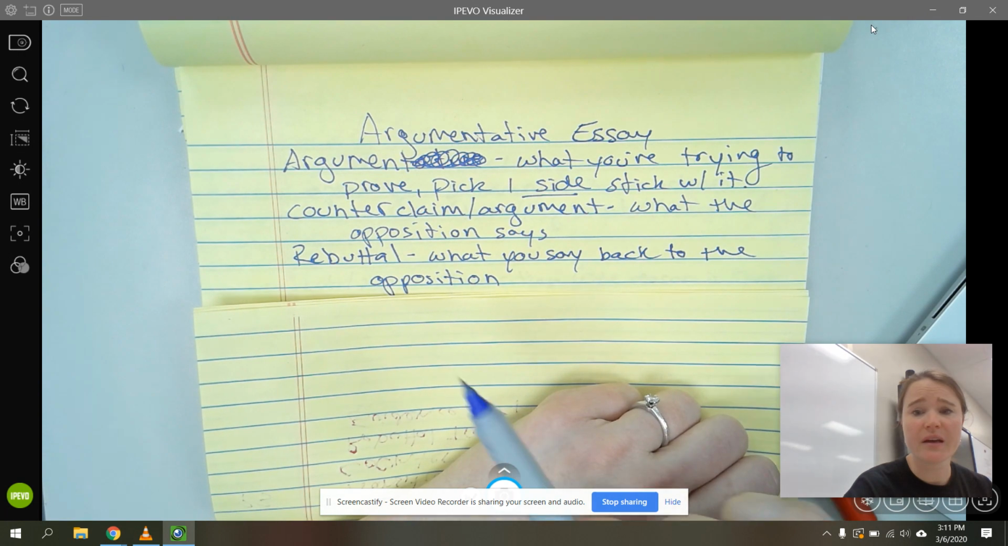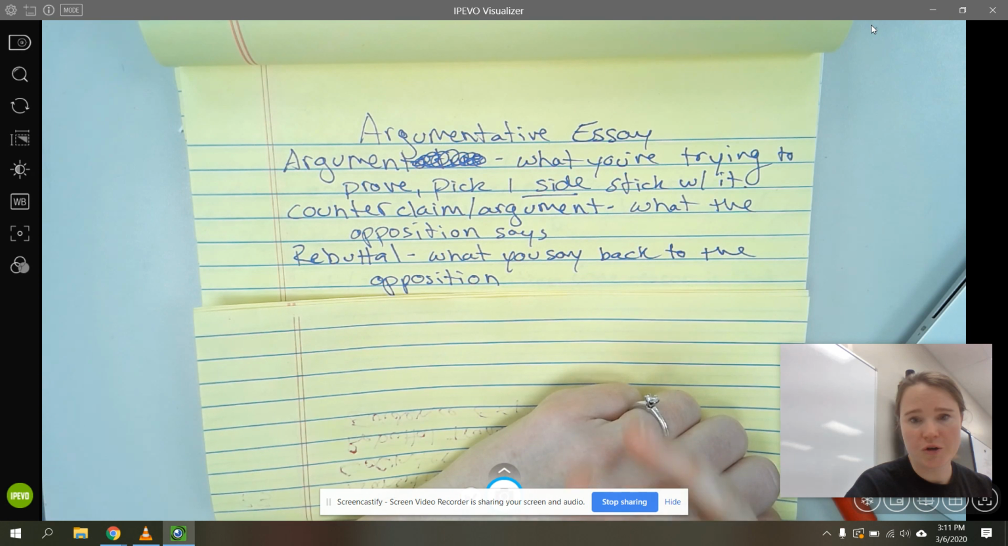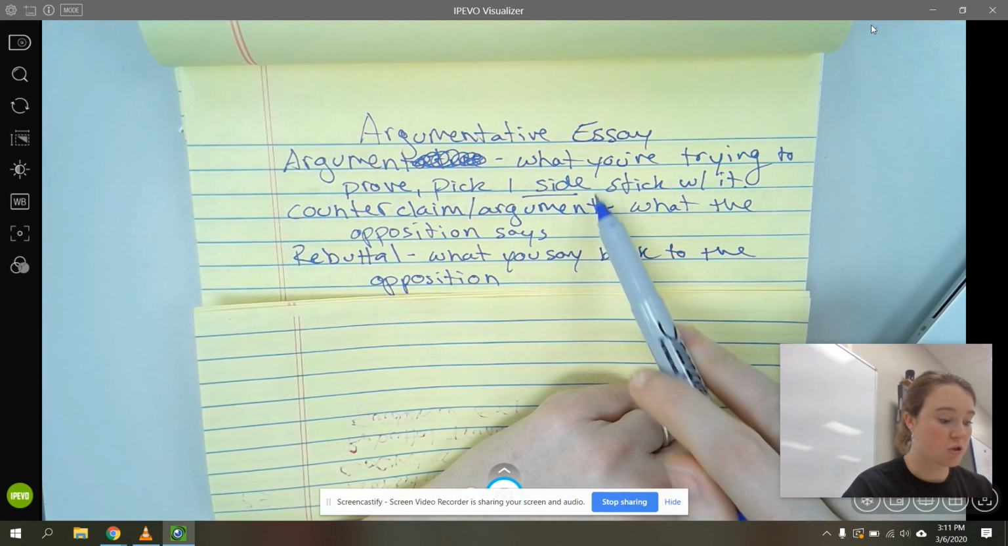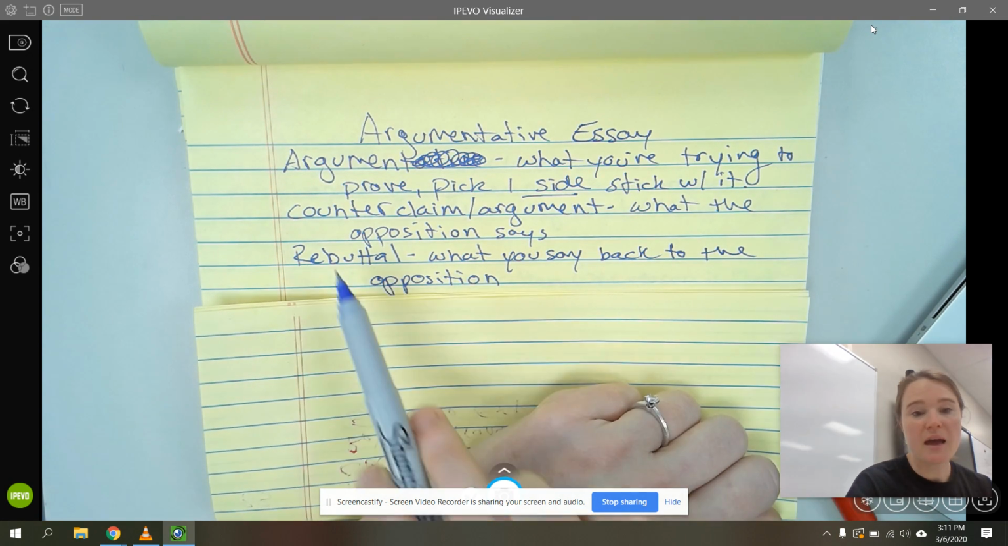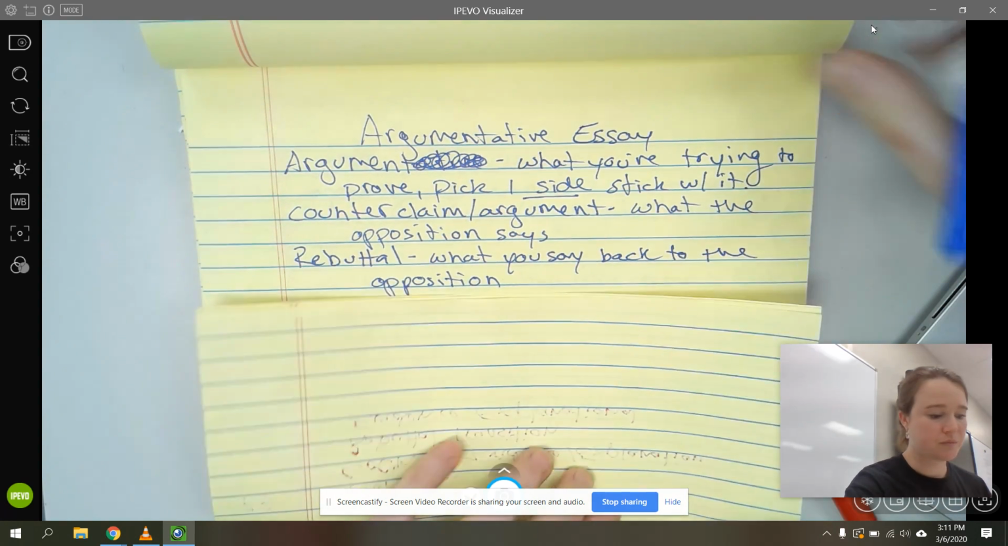And the other thing is your counterclaim or argument. So, also your counter argument. This is what the opposition says. This is what people who go against what you're writing about are trying to argue against you. And then finally, you have the rebuttal. And the rebuttal is basically what you say to poke a hole in their argument.